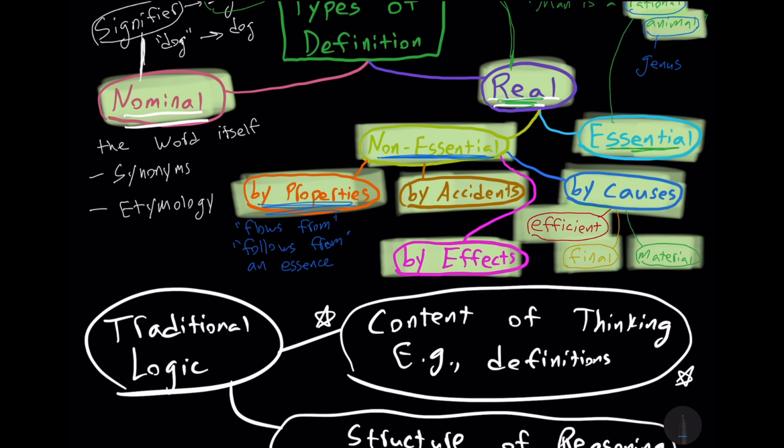We can also have a non-essential definition by accidents, and this is much more tricky. It's tricky in the sense that it's hard to form a good definition by accident, because a good definition shouldn't be too broad to include other things than that which is being defined. If I try to define man by non-essential features, there's a good chance I'll make a definition that will include beings that are not men. So it won't be a very good definition.